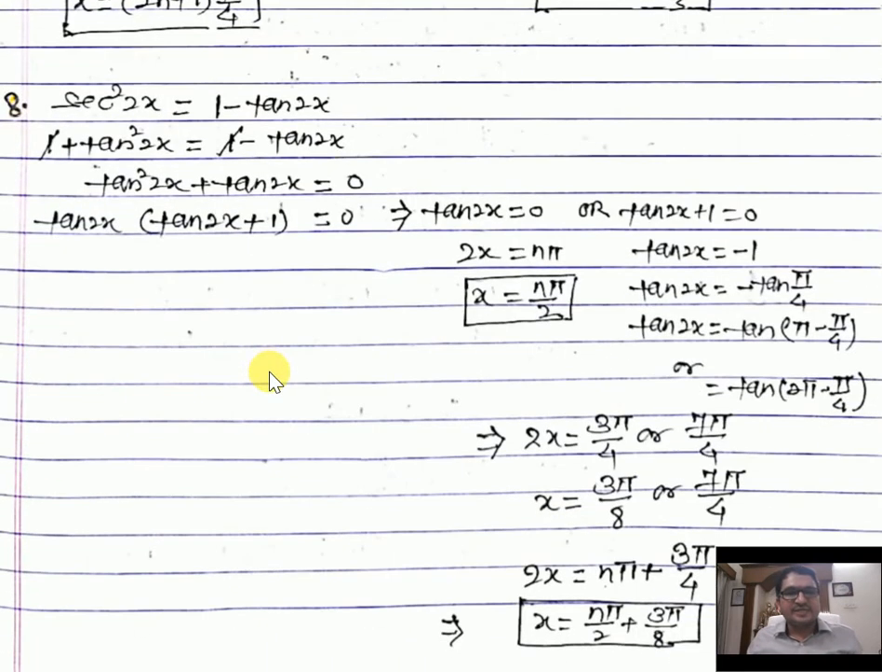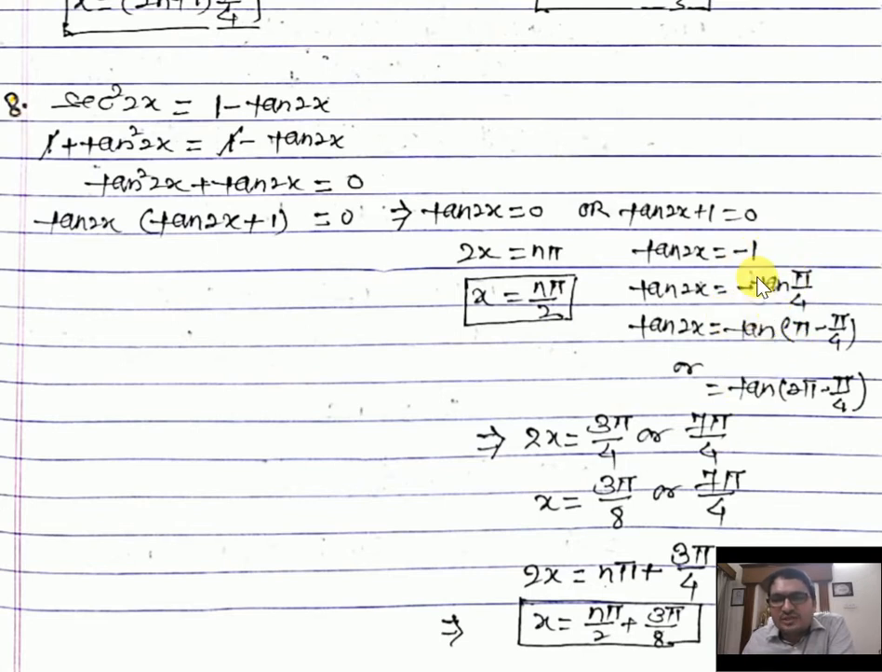Question number 8, sec square 2x is equal to 1 minus tan 2x. So convert sec square 2x in terms of tan, so 1 plus tan square 2x, 1 gets cancelled, tan square 2x plus tan 2x. Tan 2x common, so tan 2x into (tan 2x plus 1). Now tan 2x is equal to 0 or tan 2x plus 1 equal to 0. 2x is equal to n pi, x will be equal to n pi upon 2. Tan 2x is equal to minus tan pi by 4.